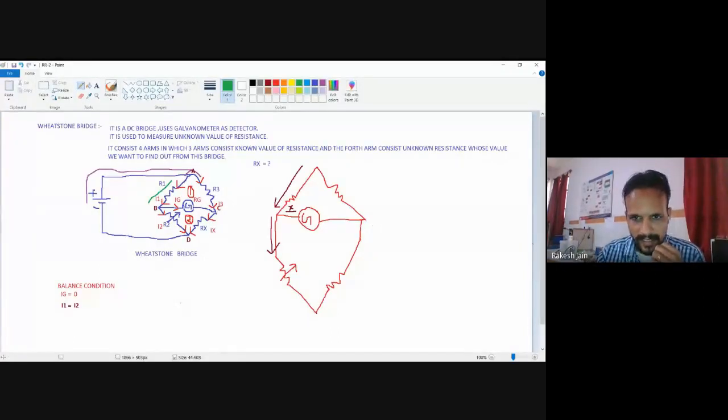So at the balance condition, I1 is equal to I2 because the total current flows from here. Now see once again from this green color what I want to say. The current I1 enters from here, and because there is no current in the galvanometer, it will flow completely through R2 also. So I1 equals I2 at the time when the galvanometer current is zero. And what is the time when the galvanometer current is zero? That is the balance condition. So at the balance condition, I1 is equal to I2.